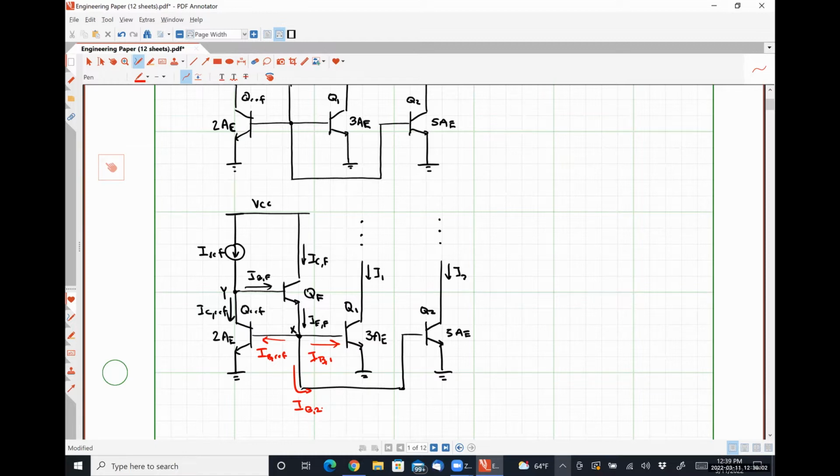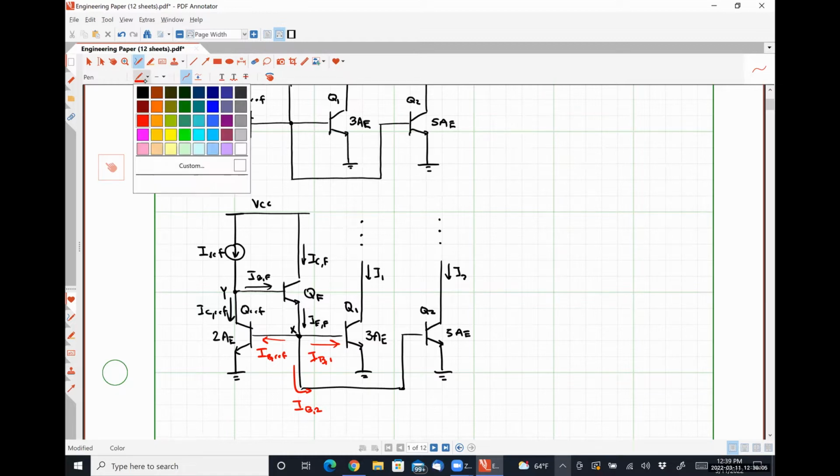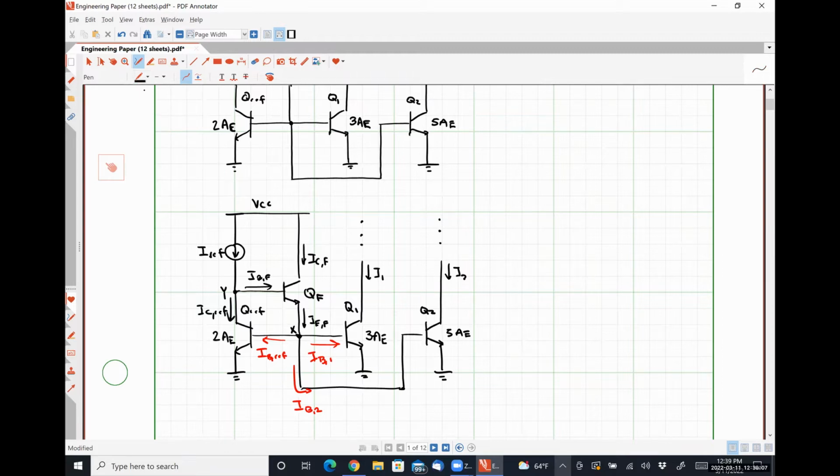All right, so the first thing that we need to observe is that the base emitter voltage for our reference transistor QRef, our transistor Q1 and our transistor Q2 are all the same. And so what that tells us is that I1 should still be equal to 3/2 IC ref, and I2 should still be equal to 5/2 times IC ref, right?